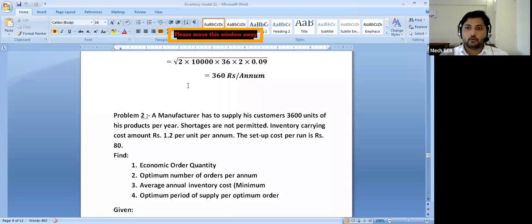Okay, so in the last lecture we started the discussion on the models and problems related to inventory control. We discussed one problem in the last lecture. This lecture's target is to discuss more problems related to these two models, so that your concepts related to EOQ and model number 1 and 2 will become clear.